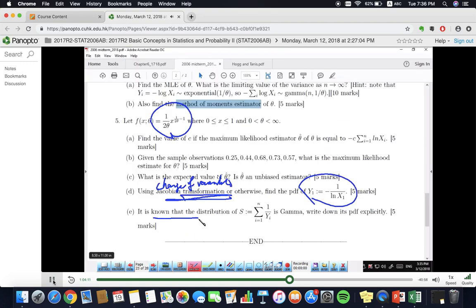It is known that the distribution is gamma, which is the same as above. What are the parameters? The answer is above too: n and 1 over theta. Here it changed a little bit, so it becomes n and 2 theta. If you have the one above, just copy it for the one below. Okay, that's all for the midterm.